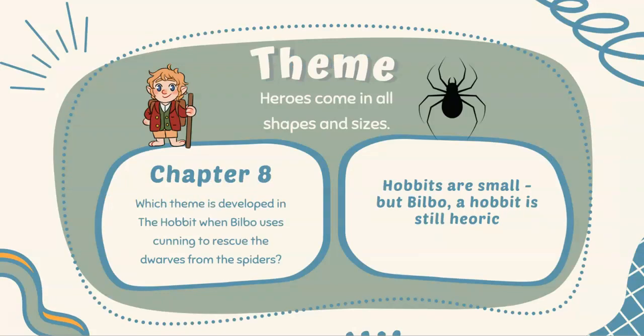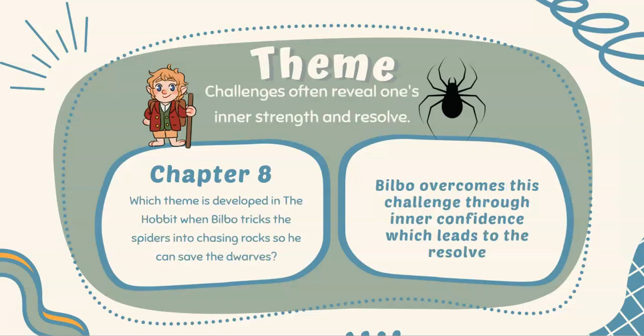Other things to consider for this 4.05 quiz. In chapter 8, I want you to consider the question, which theme is developed in The Hobbit when Bilbo uses cunning to rescue the dwarves from the spiders? This means that heroes can come in all shapes and sizes. While Bilbo is a hobbit and he is rather small, he is still heroic, and he is proving that time and time again on this journey.